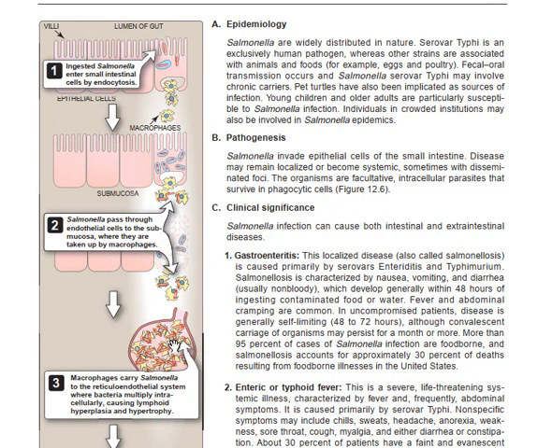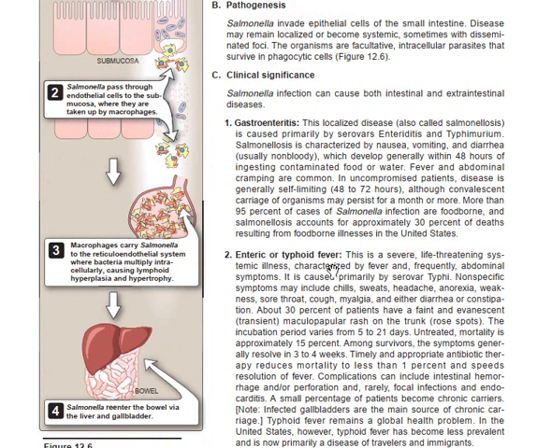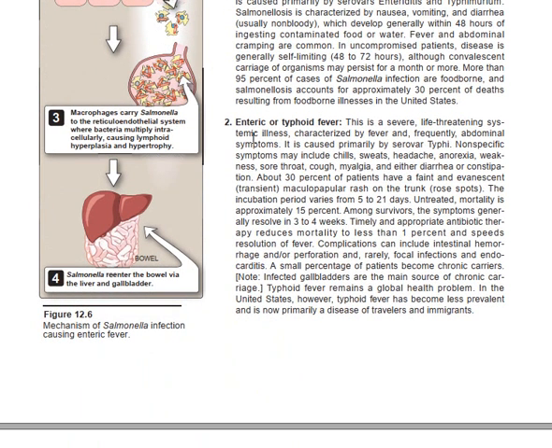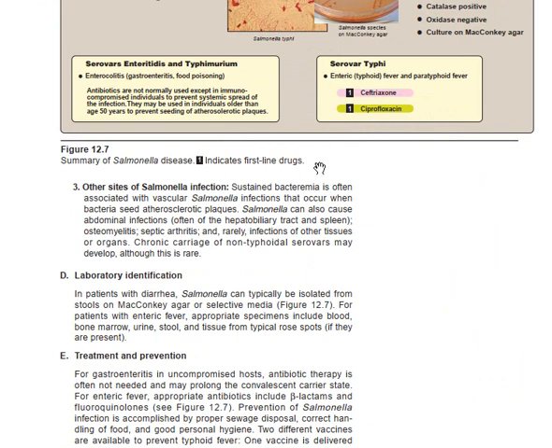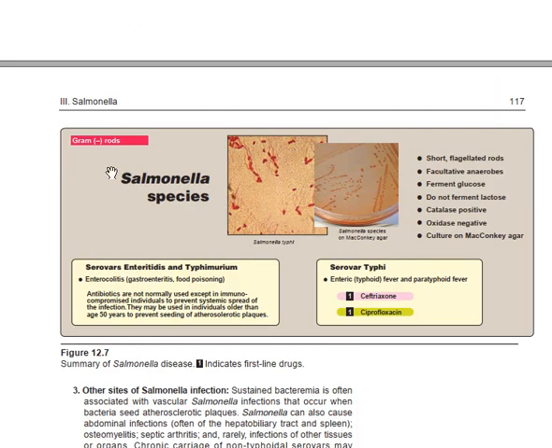Is it clear? You can see these are the different disorders caused by Salmonella. You have gastroenteritis, which is also called salmonellosis, and we have the enteric or typhoid fever. So what are the general characteristics of Salmonella species? Salmonella species are short flagellated rods, so they can move. Since they are flagellated, just like Escherichia coli, they can move. They are facultative anaerobes.